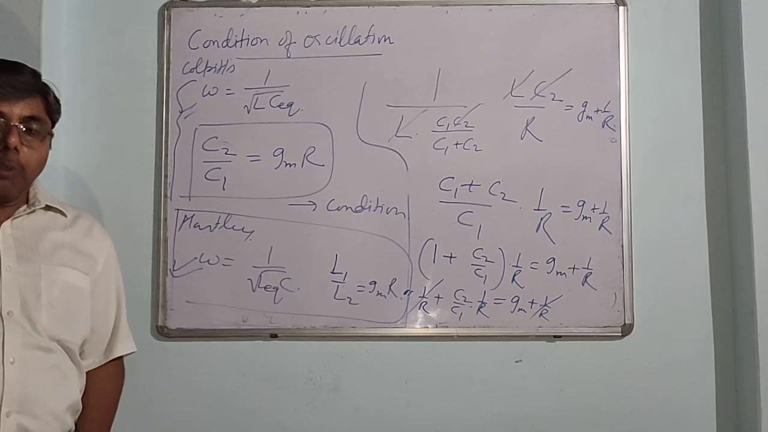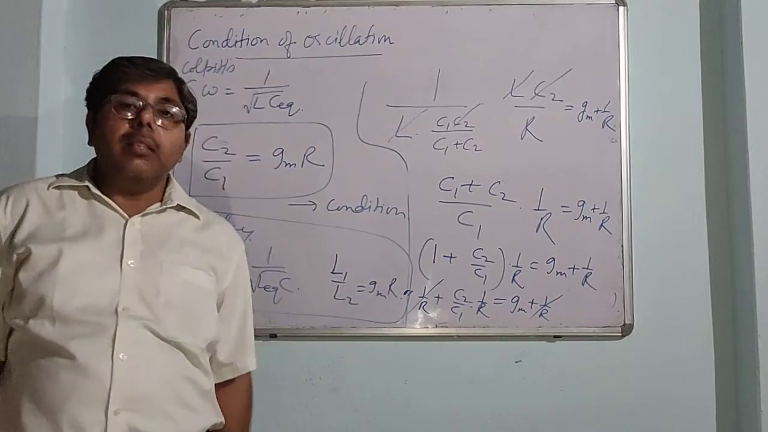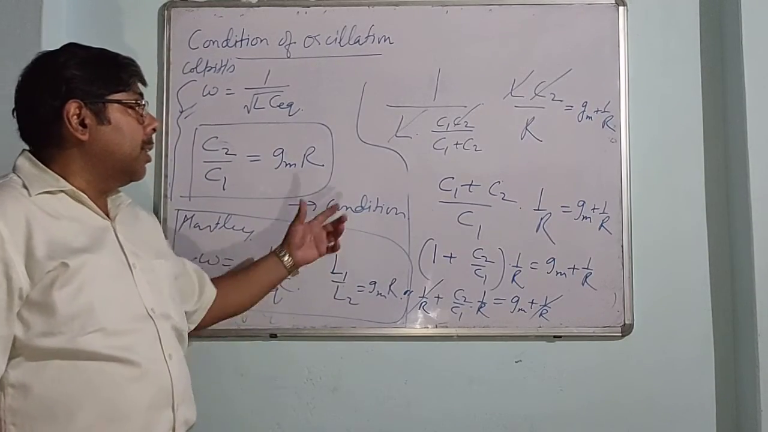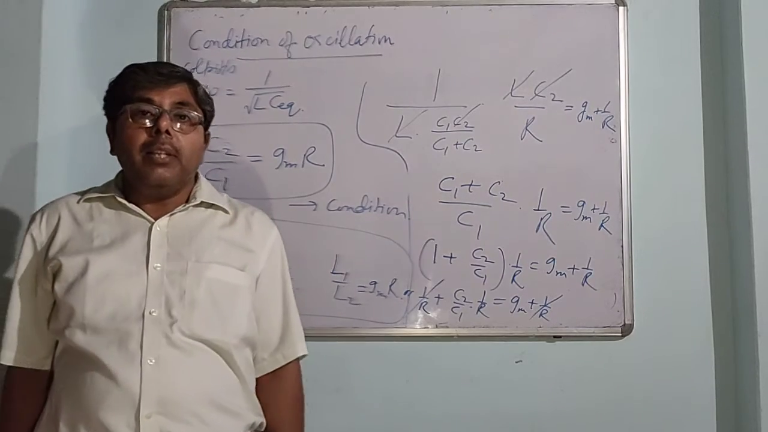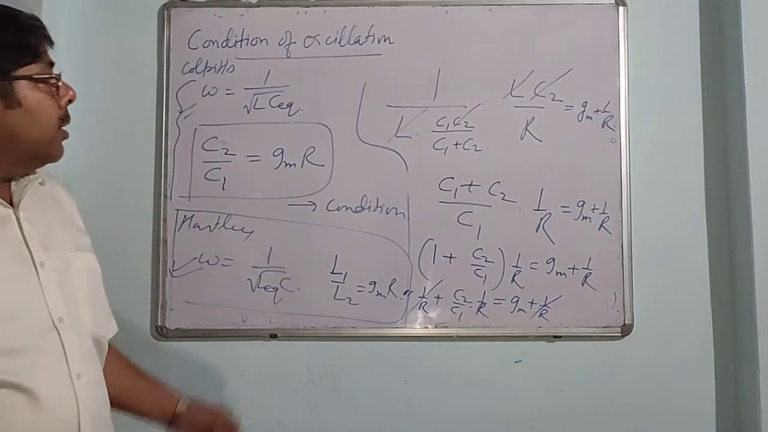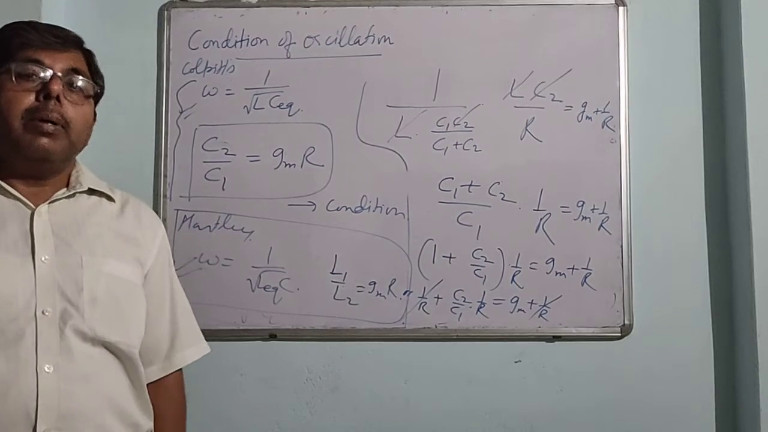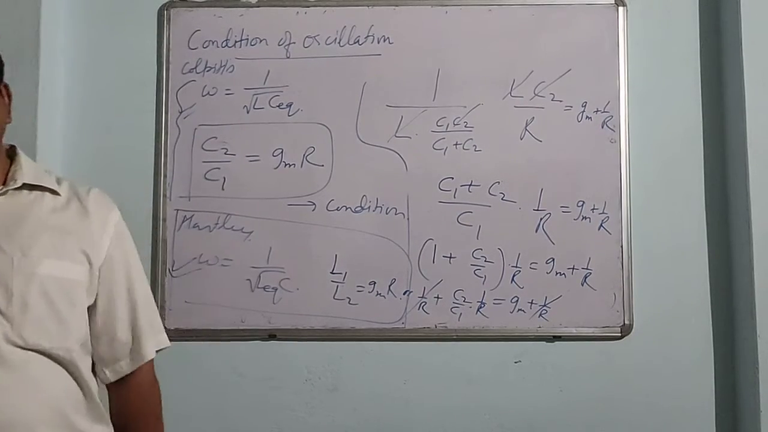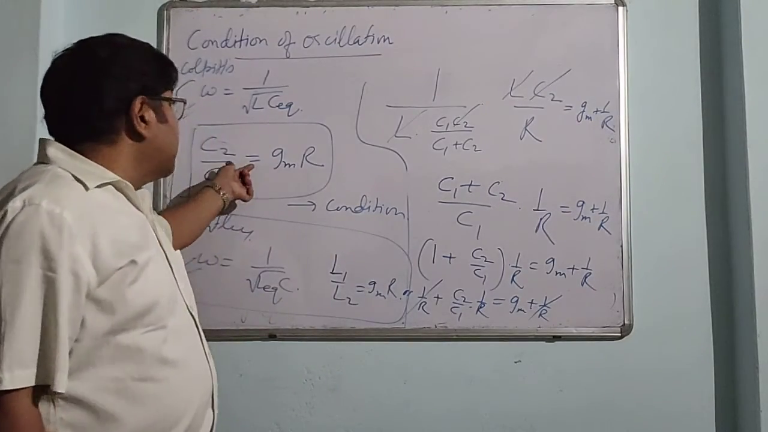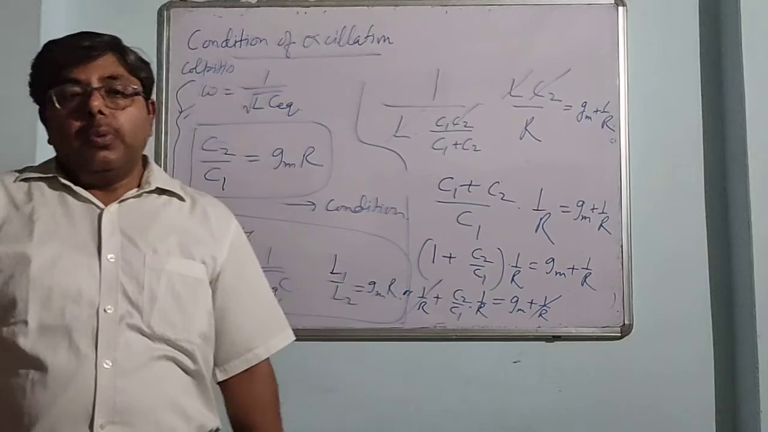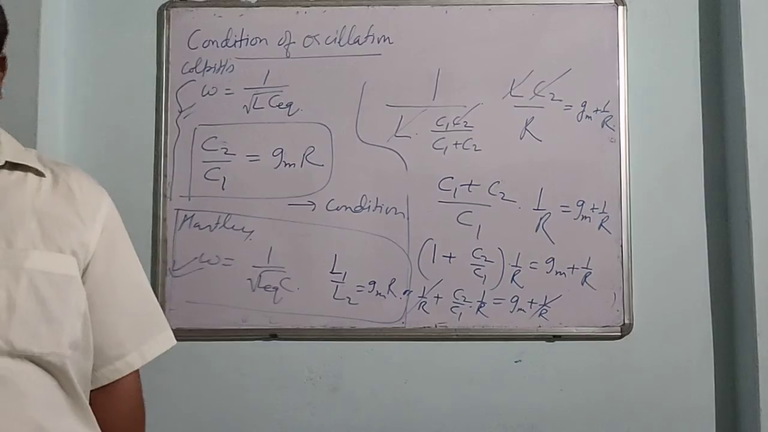So this is all about the Colpitts oscillator circuit. First draw the circuit of the Colpitts oscillator, then draw the equivalent circuit of the Colpitts oscillator, then apply KCL at the output node, then solve for the frequency of oscillation. You have to separate real and imaginary parts. From the imaginary part you will get the frequency of oscillation, and from the real part you will get the condition of oscillation. So this is all about Hartley and Colpitts. Okay, thank you.